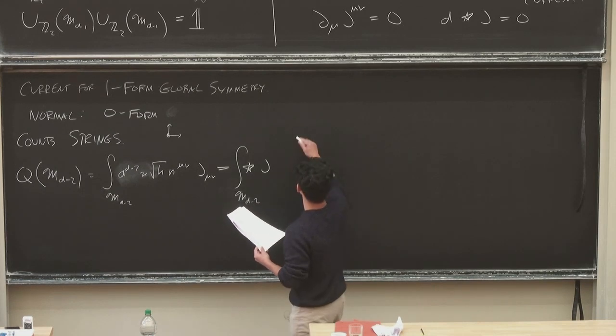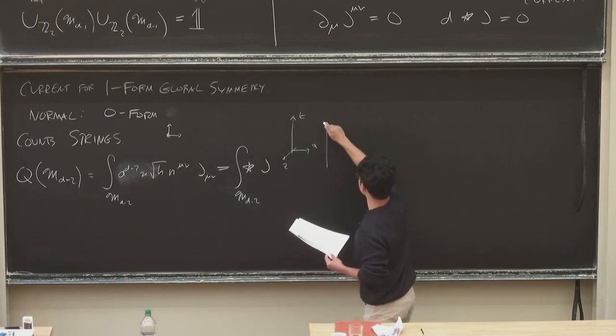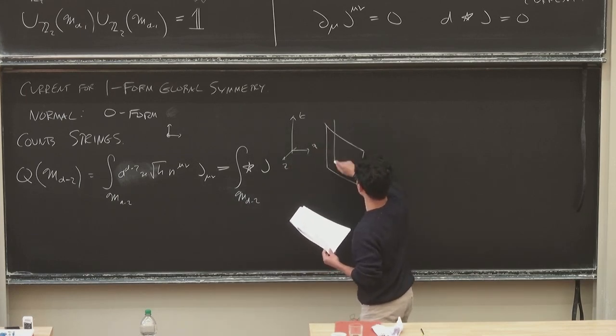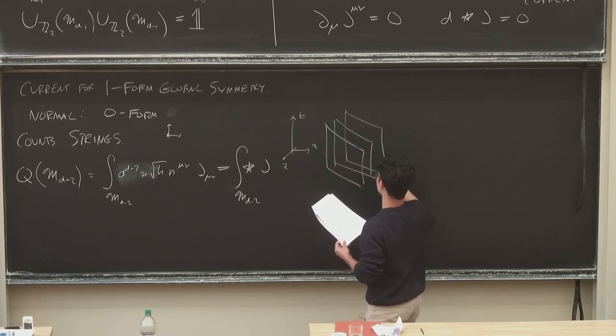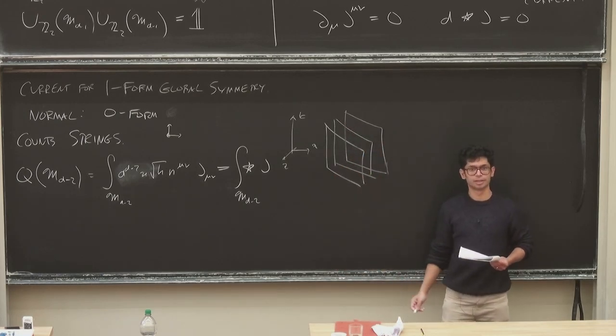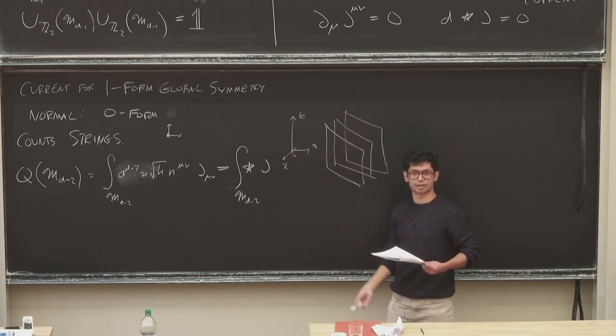This picture is a little bit less obvious than the picture that I drew for particles, but I think it is helpful. So let's imagine here are some string world sheets, okay? So string world sheets are 2-dimensional objects, all right? So there's some string world sheets. They live for all time, and they extend in one spatial direction.